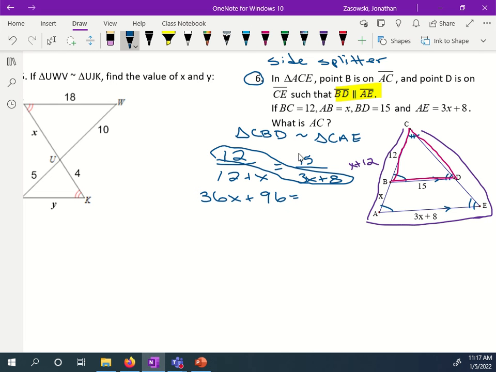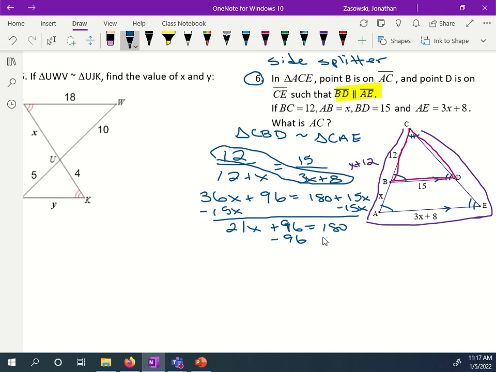Okay. 15 times 12 is 180. And then 15 times x is just 15x. So now we're going to get all the x's on one side by subtracting. And we're left with what? 21x plus 96 equals 180.